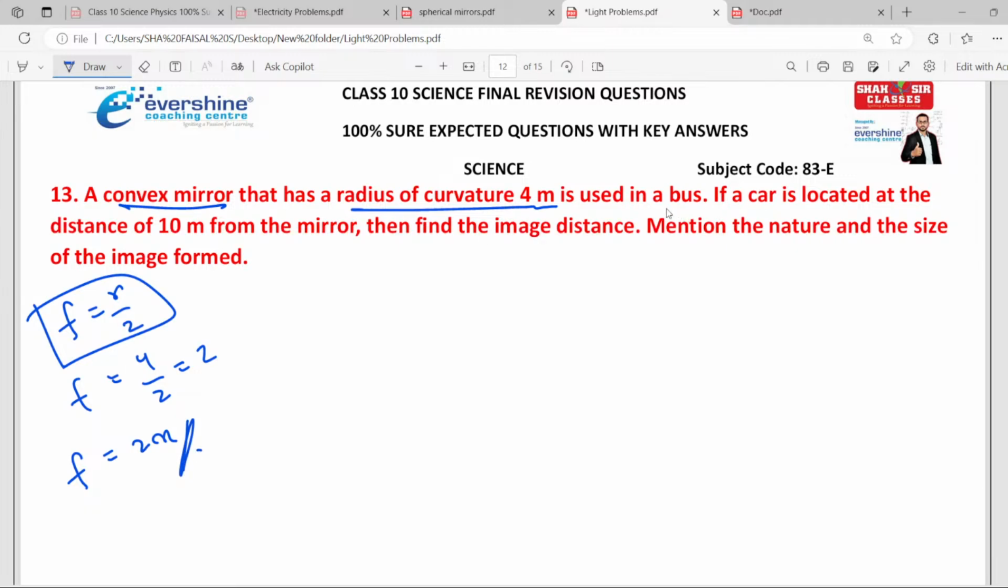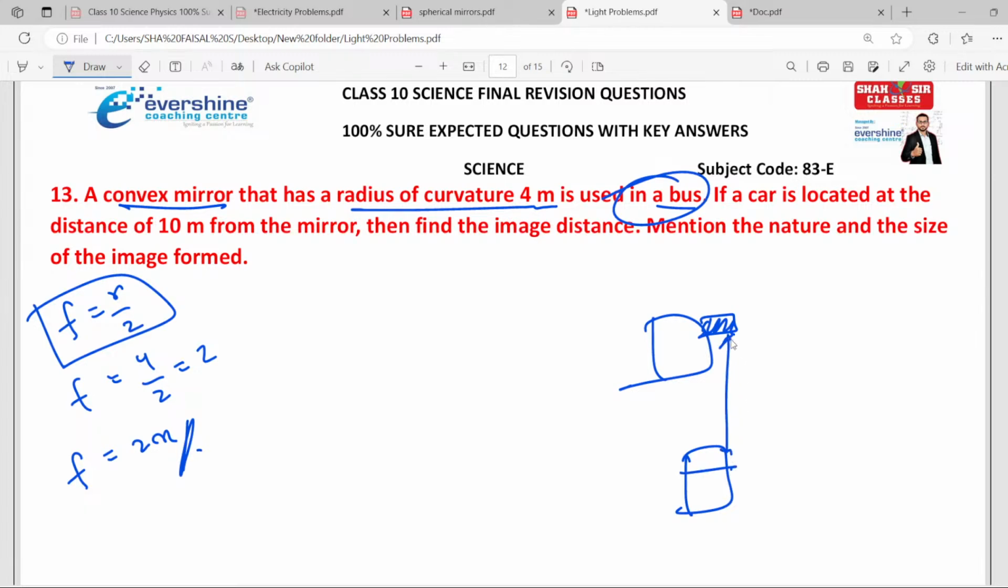Okay. So it is used in a bus. A car is located at a distance of 10 meter from the mirror. Someone is driving the bus and is seeing the car which is behind the bus. The bus driver looks in the mirror and sees the car from behind. He can see a car. So this is a bus driver. This is a glass. Here we have a car.